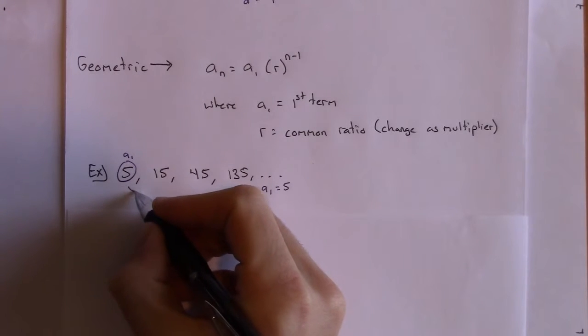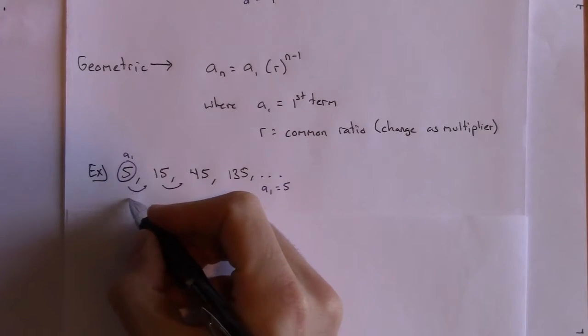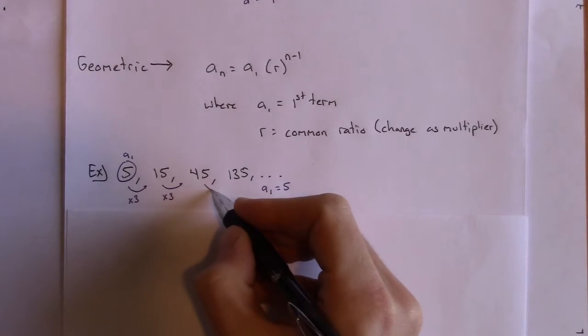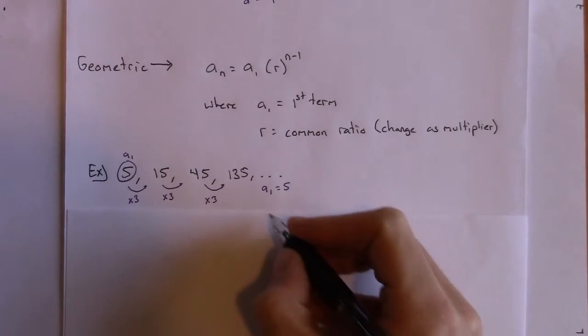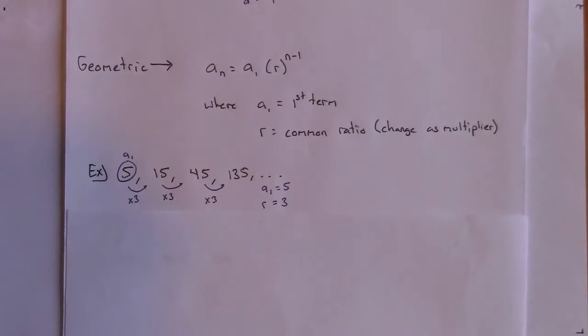And then I take a look to see what I'm doing each time. And to get from 5 to 15, I'm multiplying by 3. And to get from 15 to 45, I'm also multiplying by 3. And to get from 45 to 135, I'm also multiplying by 3. That means that R, or my common ratio, is going to be that multiplier, or 3.